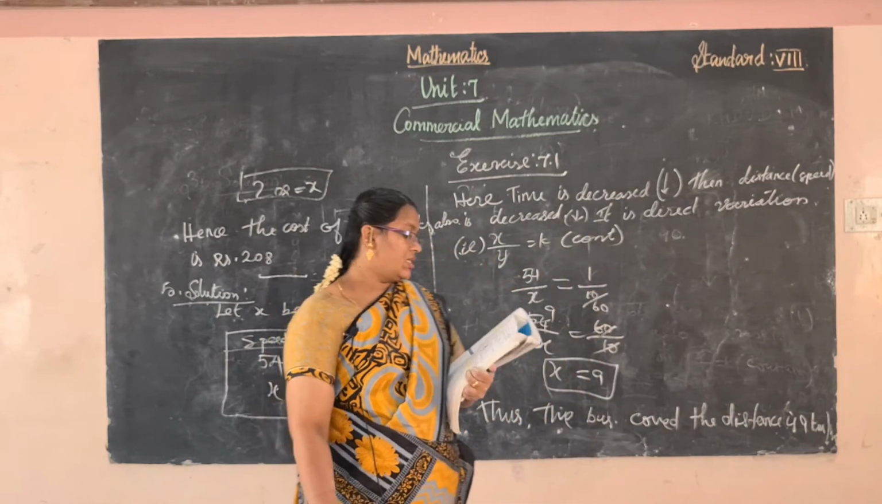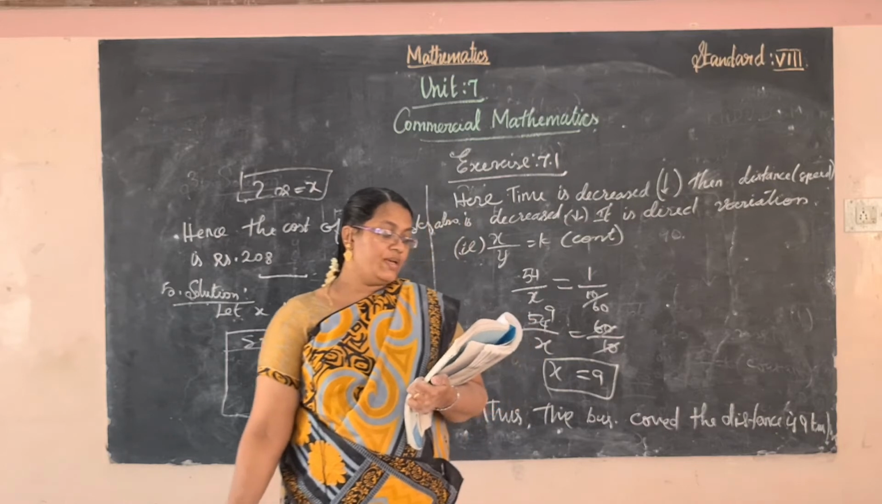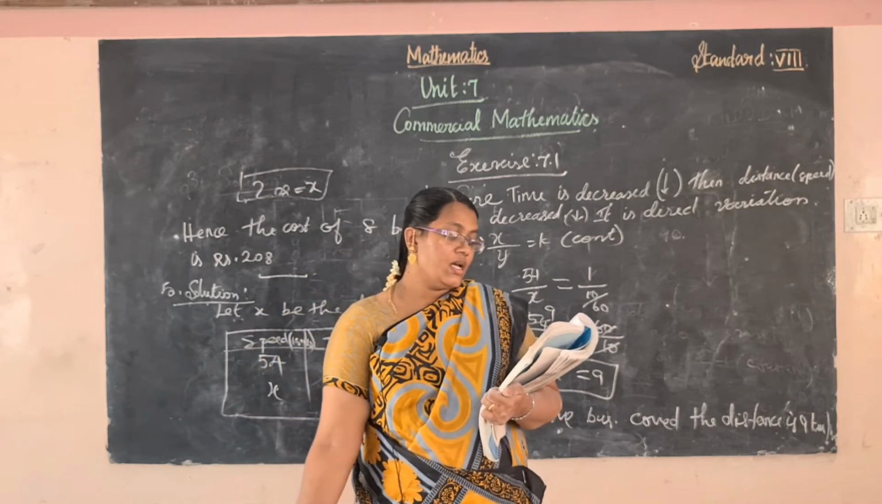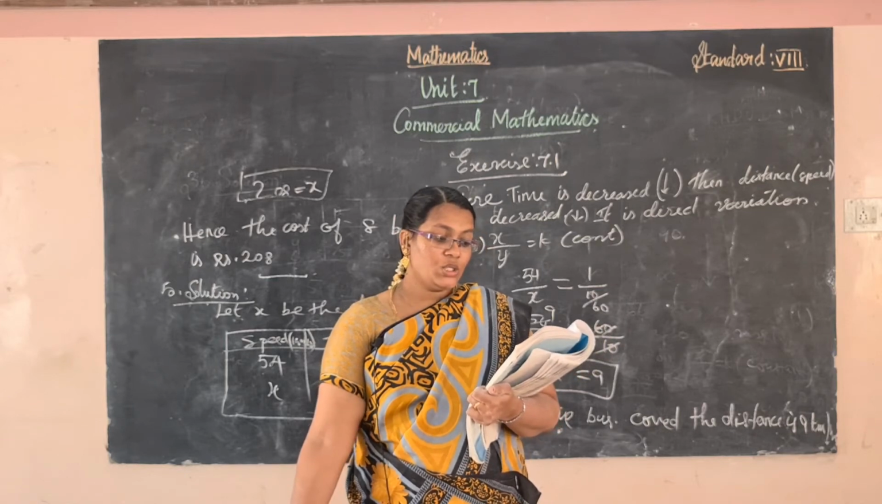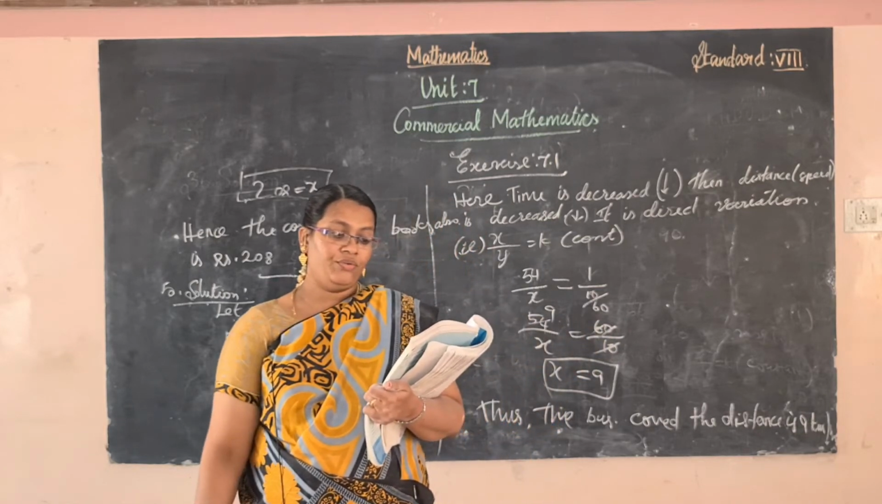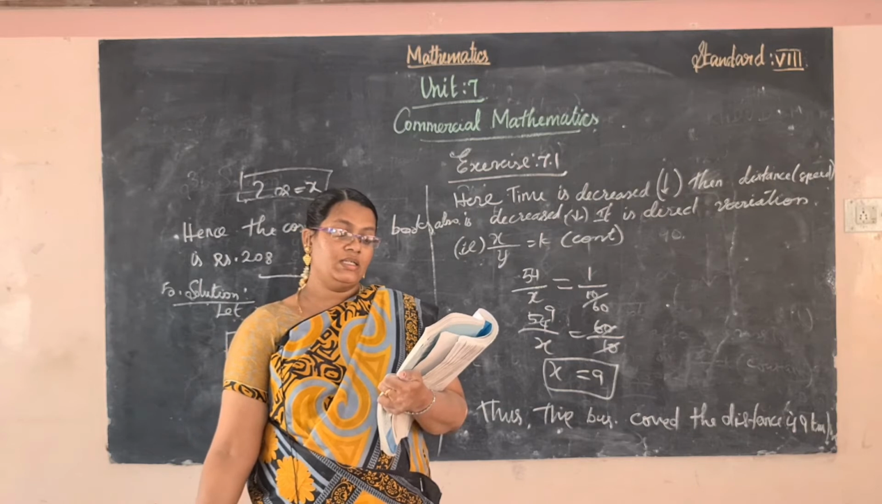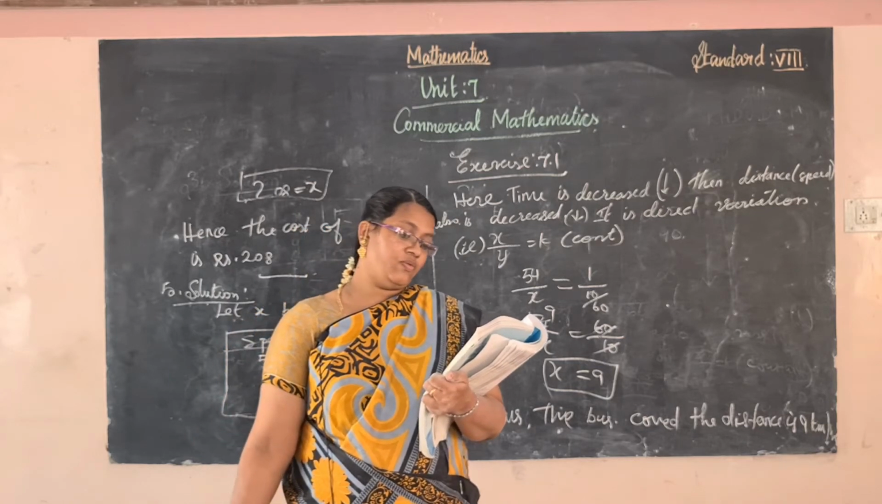And now see the sixth problem. A worker gets rupees 560 for 5 days of work. Find the number of days he has to work if he wants to get rupees 5040.